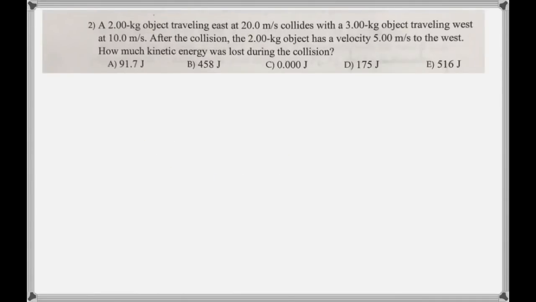In the second question, a 2 kilogram object traveling east at 20 meters per second collides with a 3 kilogram object traveling west at 10 meters per second. And after the collision, the 2 kilogram object has a velocity of 5 meters per second to the west. How much kinetic energy was lost during the collision?